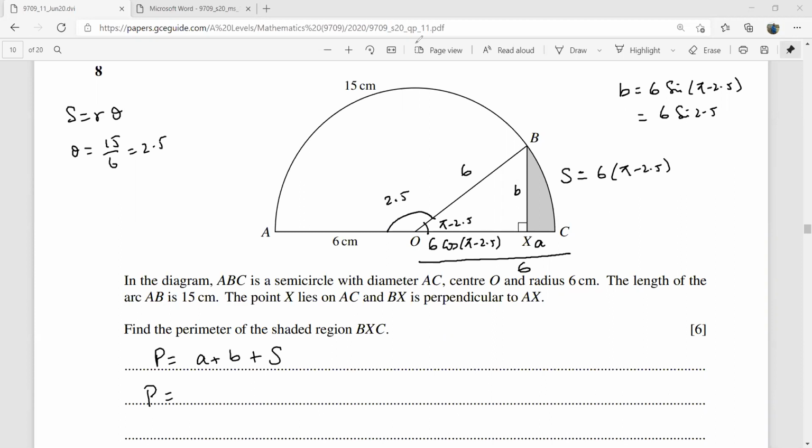Now you use your calculator and tell me, I'm writing this, you write all of this in your calculator. This is 6 minus 6 cos pi minus 2.5 plus 6 sine 2.5 plus 6 into pi minus 2.5. Write all of this at once in your calculator and tell me what is the perimeter.